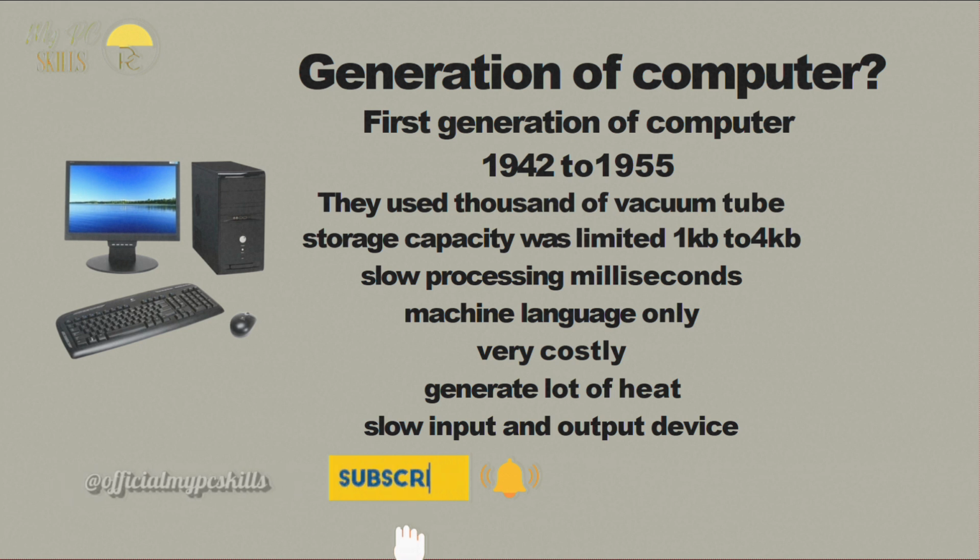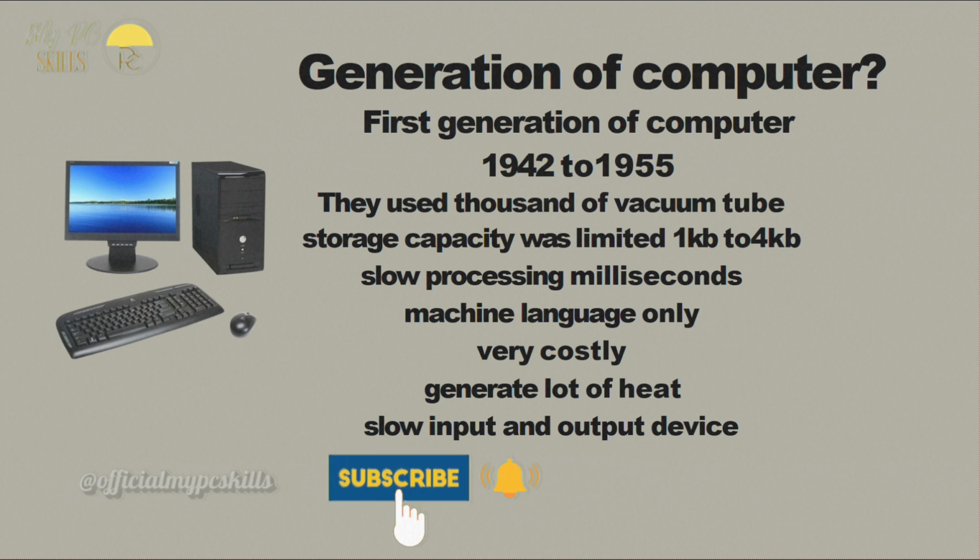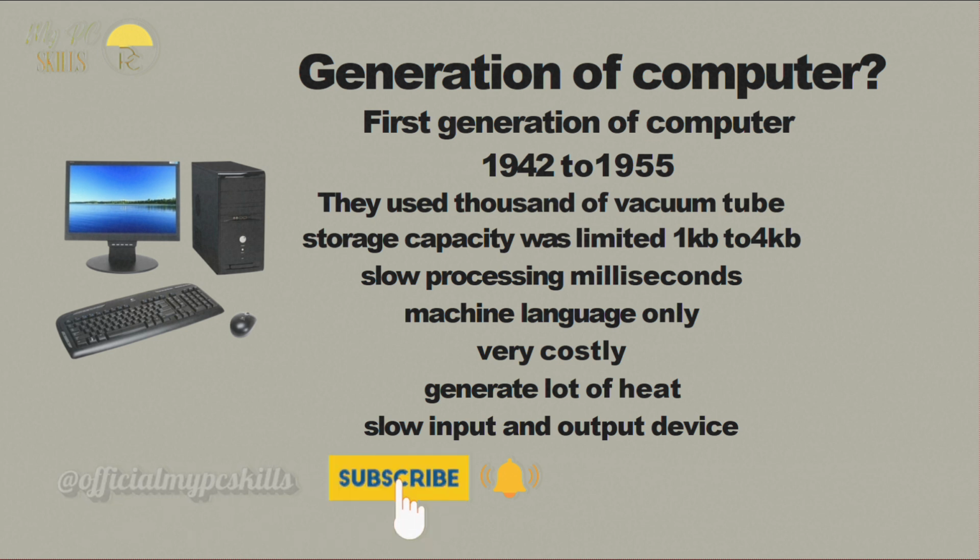Generations of computers. First generation, 1942-1955, used vacuum tubes for circuits, storage capacity very limited, 1 kilobyte to 4 kilobytes. Processing speed very slow, in milliseconds.